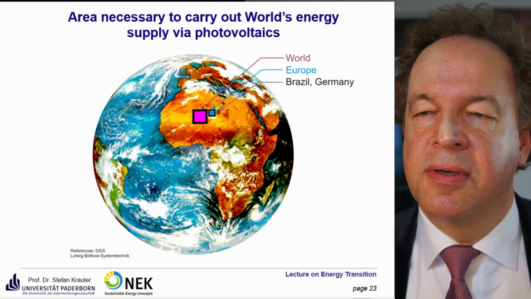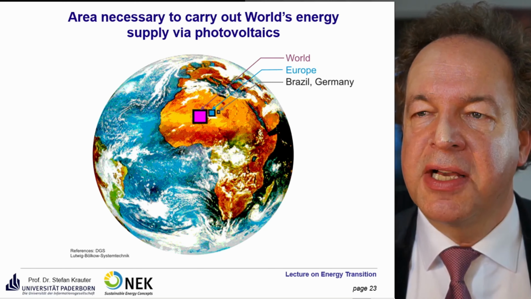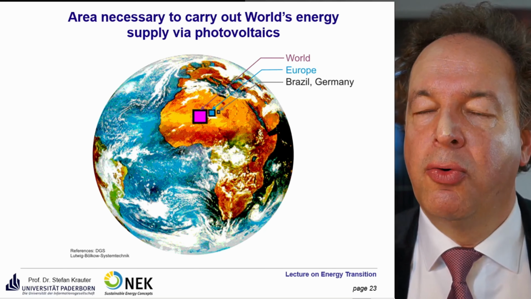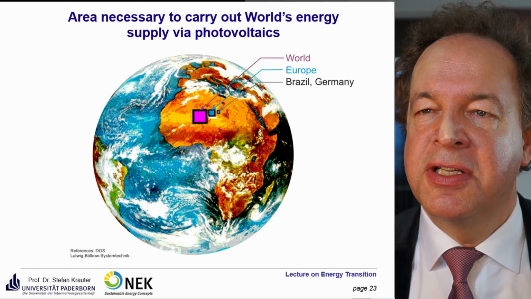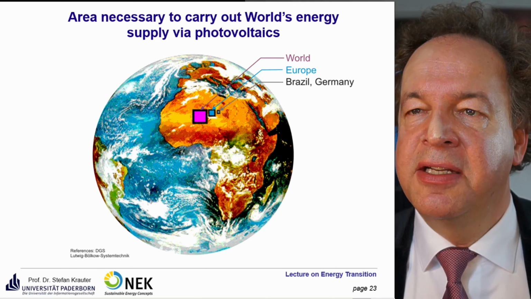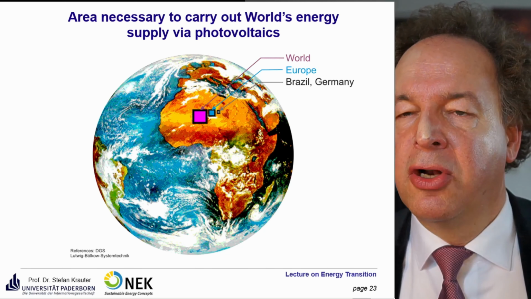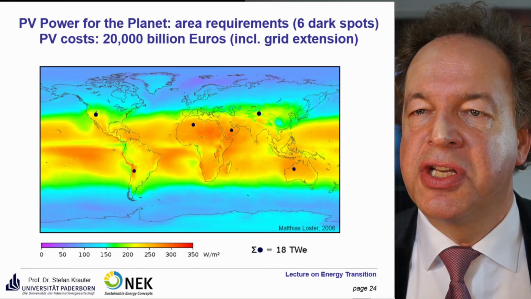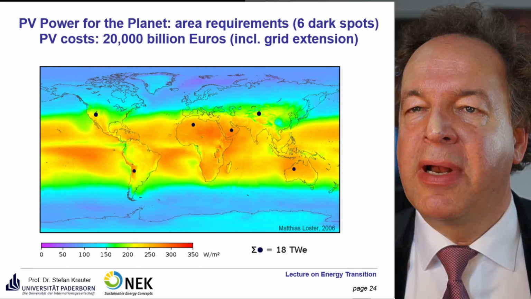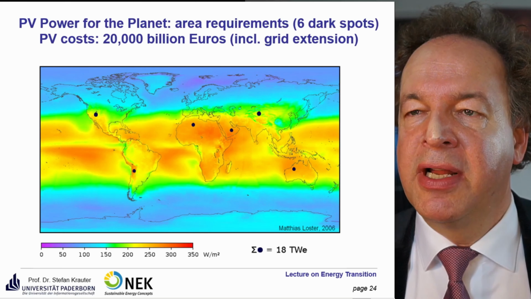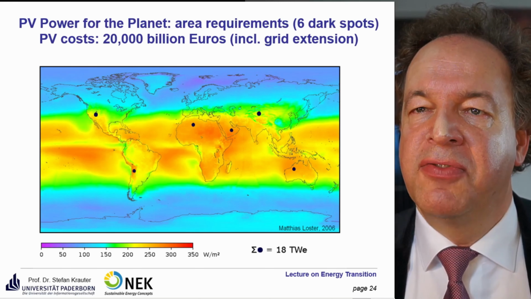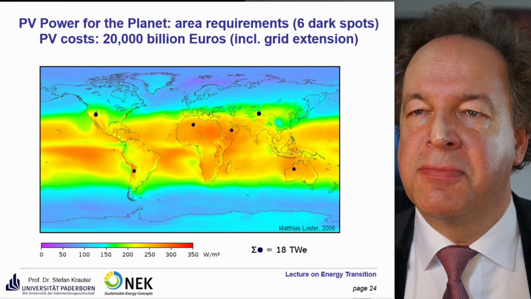If we use converting technology, for example, photovoltaics with a relatively moderate efficiency of 10% only, and we want to feed the whole world with solar photovoltaic electricity, we would need only a relatively small share of the desert of Sahara, as indicated here. If you do it more on a global scale and distribute these power stations, you come to this picture. The black dots are regional scale power plants we need here. This would be equivalent to about 18 terawatt of installed power, and costs would be in the vicinity of less than 20,000 billion euros.